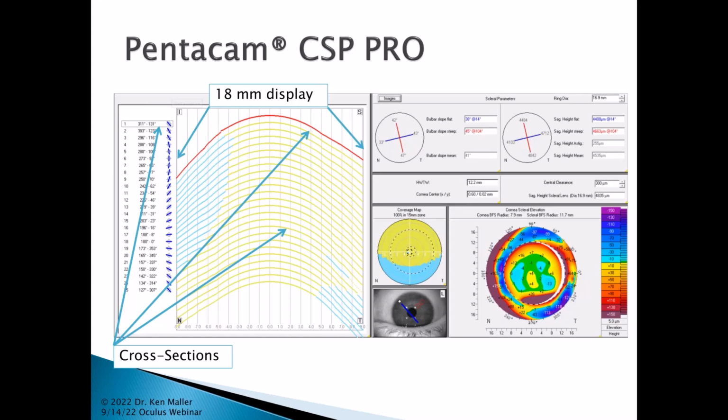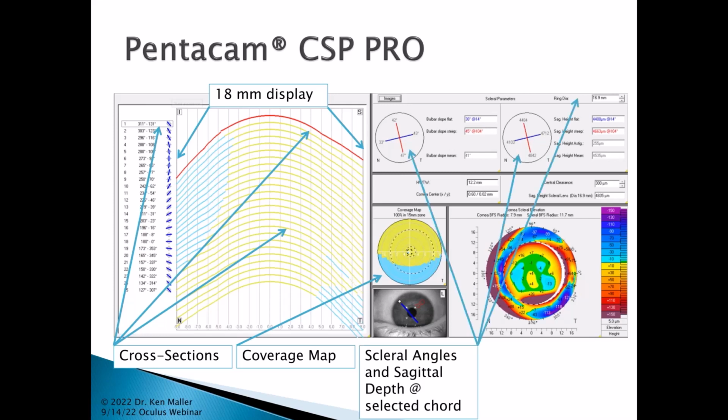You have here an 18 millimeter display, and so you can see on this particular capture, we've captured data all the way out to the 18 millimeters. Anyhow, let's go on. So the coverage map gives you the idea of how much coverage you were able to capture in that one or two scans that were done.